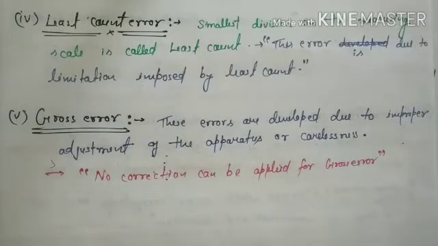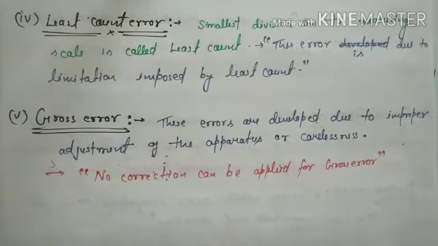The next error is gross error. No correction can be applied for gross error. First of all, you have to note it. The definition is that these errors are developed due to improper adjustment of apparatus or carelessness. So this is all about the types of errors.